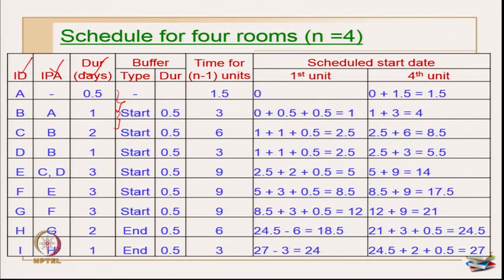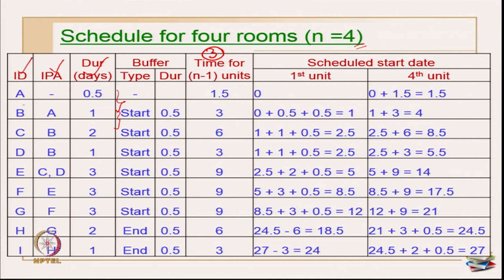Okay. Then the time taken for n minus 1 units; in this case n is equal to 4, so n minus 1 for us becomes 3 units. Okay. Then you have to mark the scheduled start date for the first unit and the nth unit. The first unit is the first unit, and the nth unit for us is the fourth unit, because we are planning to work for 4 classrooms.